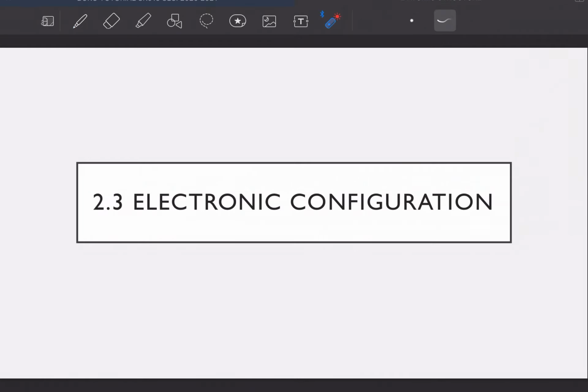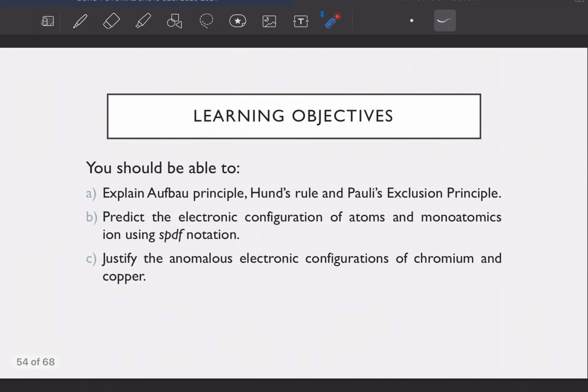Okay, alright. So now we're going to go into the last subtopic for chapter 2, which is electronic configuration. The learning objectives for today: we will learn how to explain the Aufbau principle, Hund's rule, and Pauli's exclusion principle. These are the rules for you to know how to write electronic configuration. Then you're going to predict the electronic configuration of atoms and monoatomic ions using SPDF notation, and justify the anomalous electronic configurations of chromium, Cr, and copper, Cu.